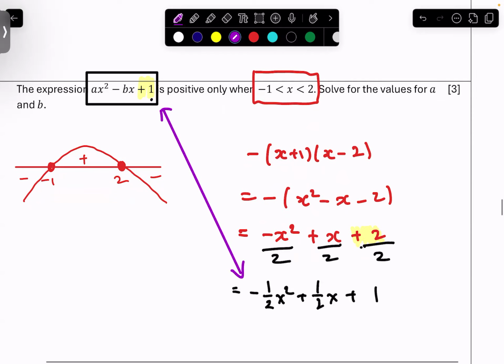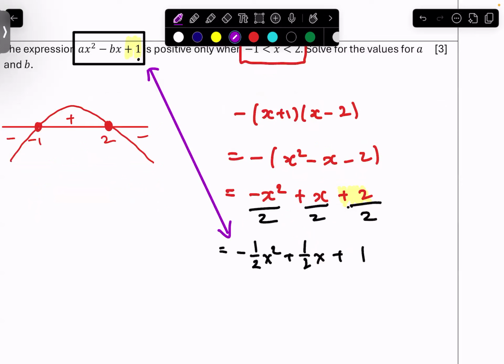Now because the plus 1 tallies already, therefore a must be equal to negative half. Now here's the tricky part. Negative b is equal to half, so b must be equal to negative half.